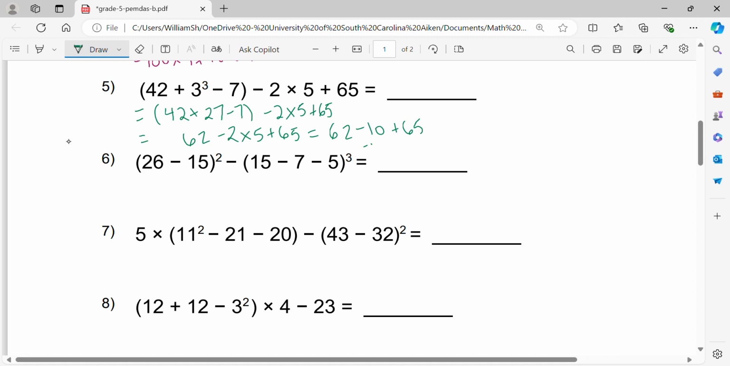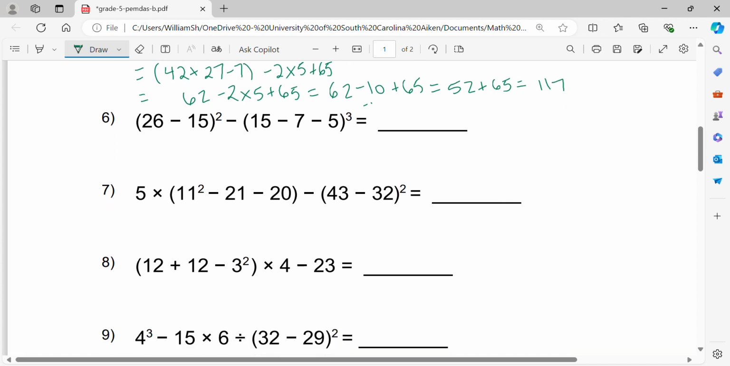Now 62 minus 10 is going to give us 52 plus 65. That's going to give us, what is that, 117? I believe it's 117. Now, if you hadn't really noticed yet, addition and subtraction are essentially the same thing, so the order of those particular two doesn't matter. Just like the order of multiplication and division doesn't necessarily matter, but we do try to work left to right.